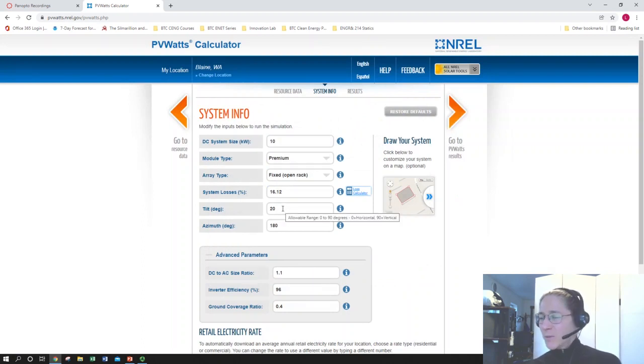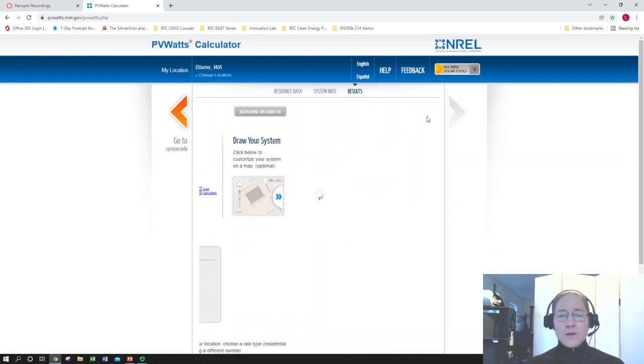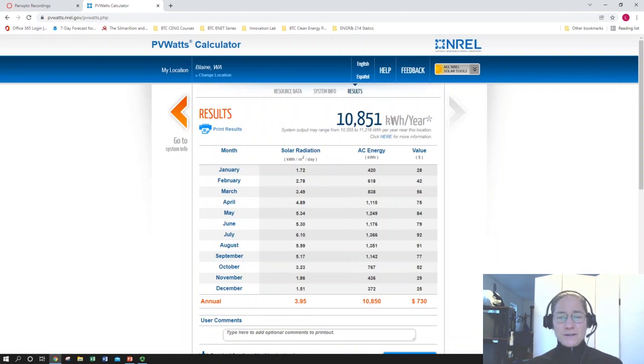Okay, so 20-degree tilt. Now we know that's probably not a realistic tilt, so we're going to start with tilt equal to our latitude. We're at a higher latitude. That's usually a good starting point. So now we're going to go to generation. 10,851 kilowatt hours per year of AC coming out of their inverter.